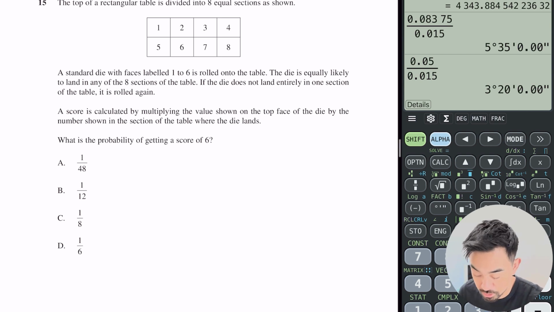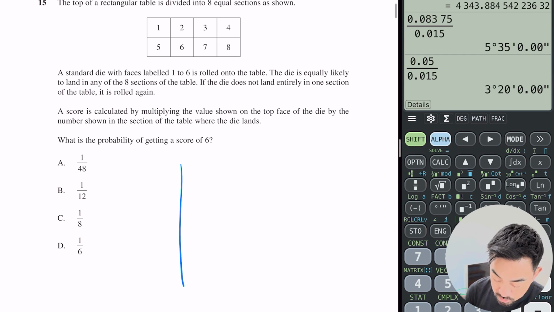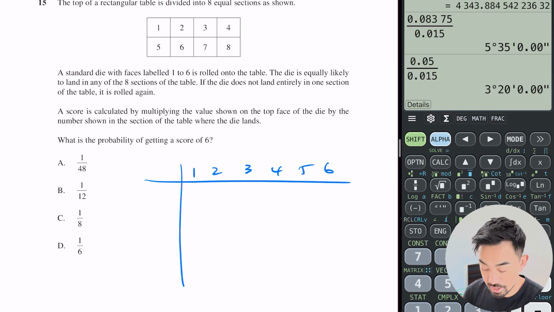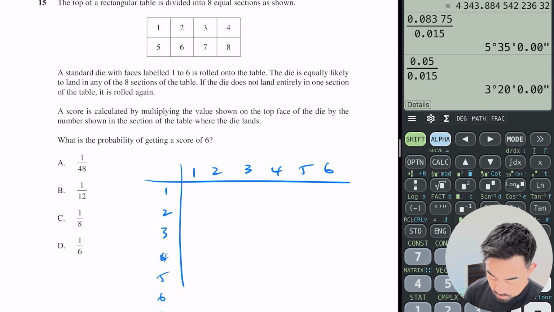It's a mouthful. All right, so you throw in the die, it lands on one of the numbers, and you just multiply the numbers on the die and what it lands on. I think for these ones, it's just easier to draw a table or a matrix looking thing. So this represents the die. This represents the table.